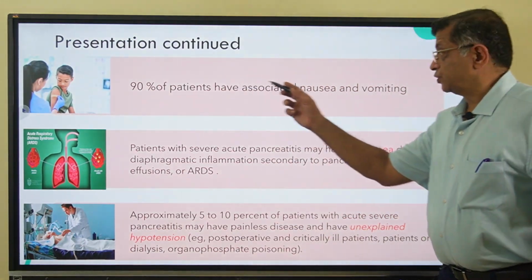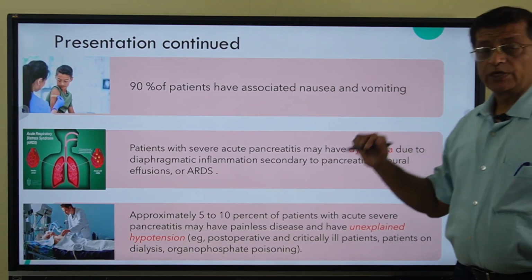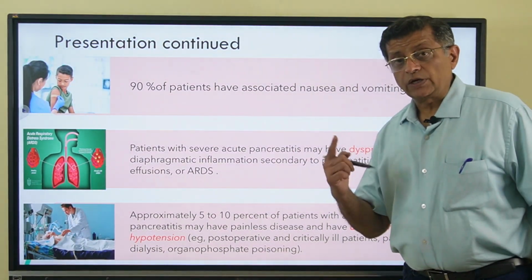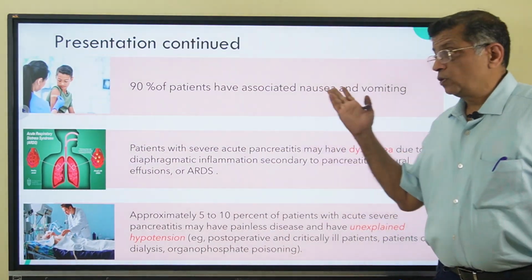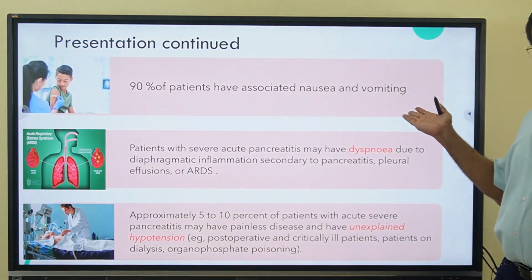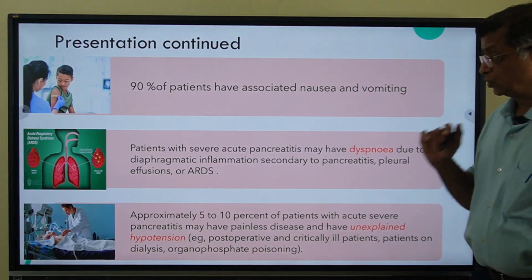90% of patients have associated nausea and vomiting. So this can also be confused with epigastric pain, and nausea and vomiting can be a presentation of ischemic heart disease or acute coronary syndrome. So pancreatitis can be a mimic of an acute coronary event also.